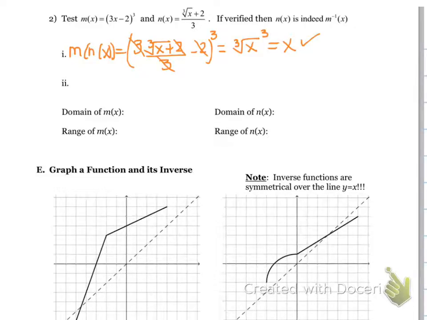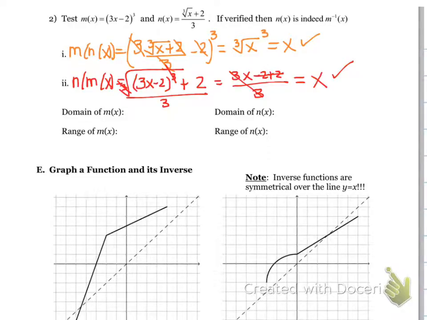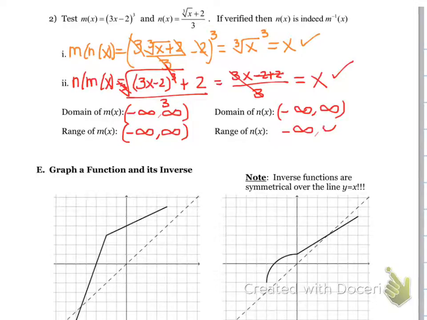So this is what I got for the composition m of n, which is exactly what we wanted, x. And when we do the other composition, n of m, we also get x. So that means that they are inverses of one another. The domain of m is all real numbers, negative infinity to positive infinity, and so is the range. And then looking at its inverse n, the domain and range are also negative infinity to positive infinity.